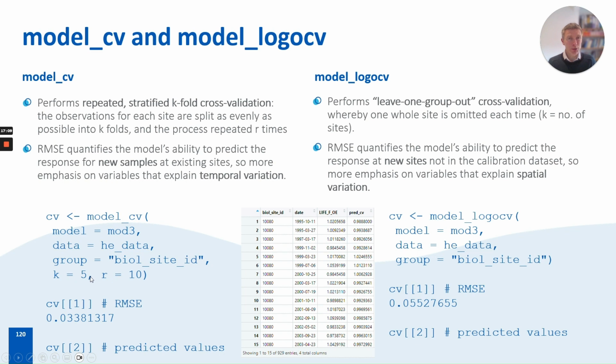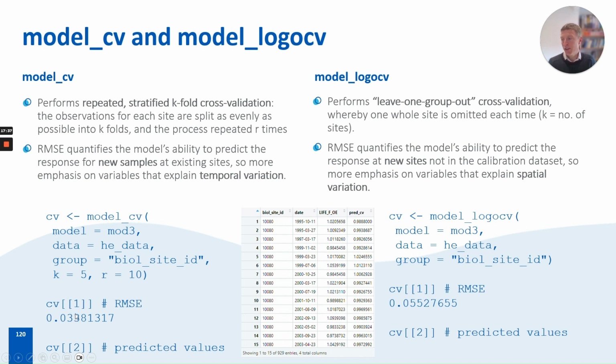As I said, K equals 5 is a commonly used and a suitable value to use, and you can choose how many repeats you want. Again, in my experience, setting R to repeat the whole process 10 times usually yields pretty robust estimates of RMSE. When we run the function, we save that as an object, which we've called CV, and that actually provides us a list of two outputs.